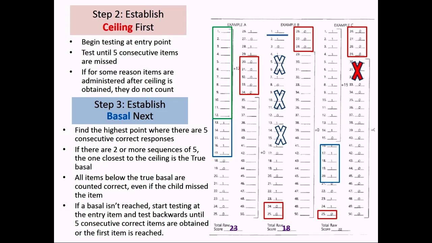Once you've got the true basal, which is the one closest to the ceiling, they get credit for all of the words below that point, even if the child had actually misspelled that word. So now we've got those 20 words plus 2 additional points before the ceiling, and so the score is 22.